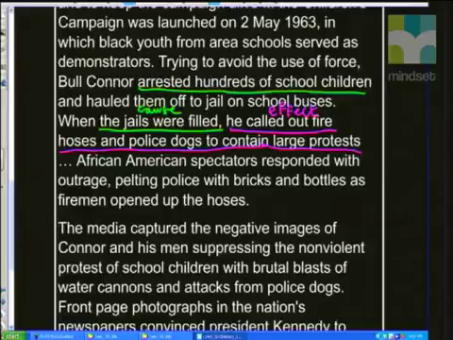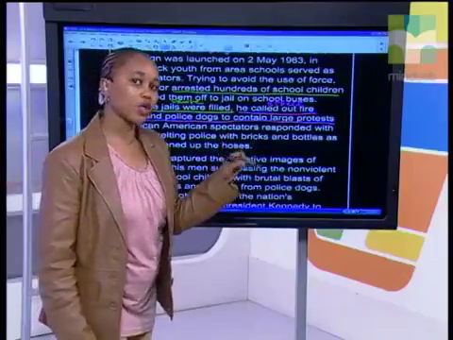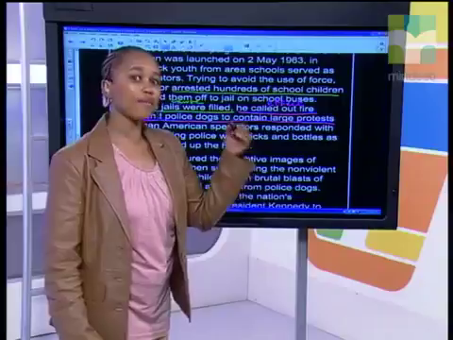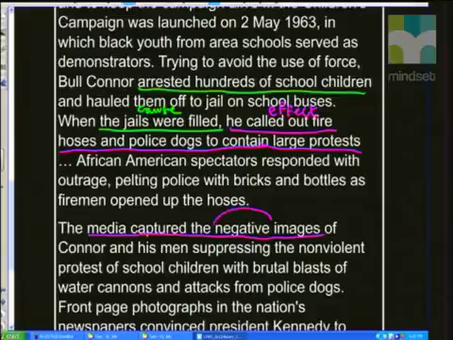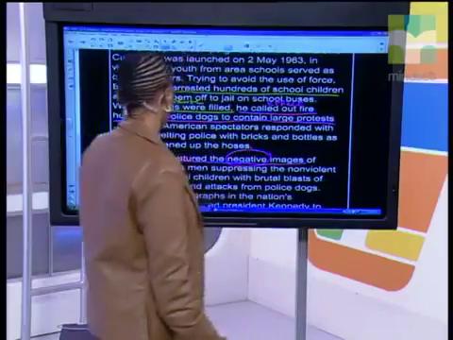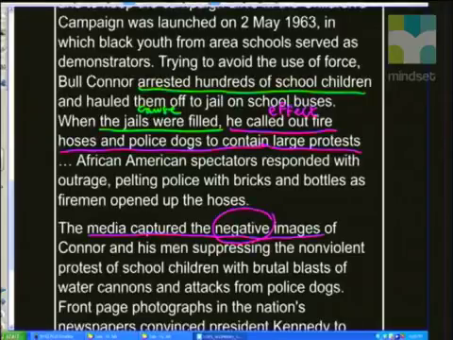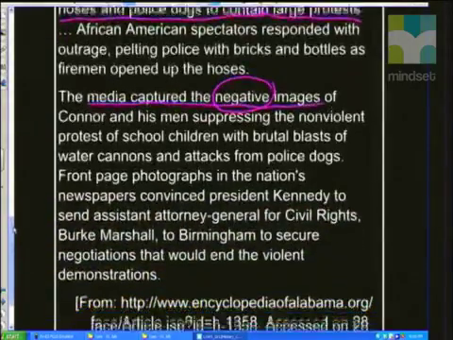African American spectators responded with outrage, pelting police with bricks and bottles as firemen opened up the hoses. The media captured the negative images. Again, this is very important because we said when we read the caption that we will be looking at the media coverage, how the media reported on what was going on. So the media captured the negative images. So obviously I'm going to quickly circle the negative so you can see, because this is bound to evoke some emotions in people. Of Connor and his men suppressing the non-violent protest of school children with brutal blasts of water cannons and attacks from police dogs. So already you can see that there is violence directed at these people.